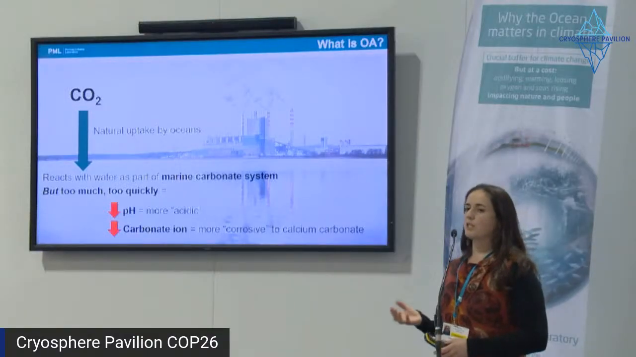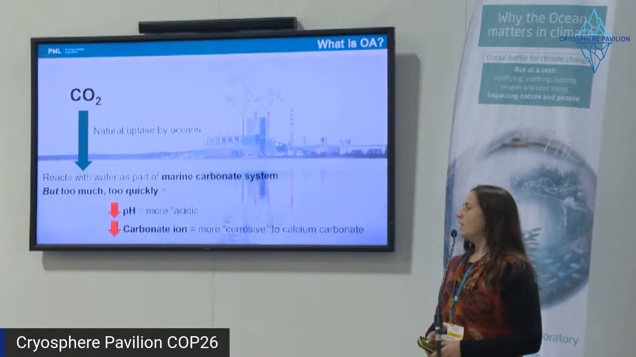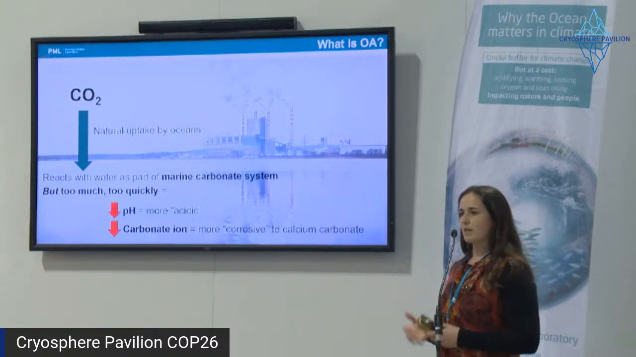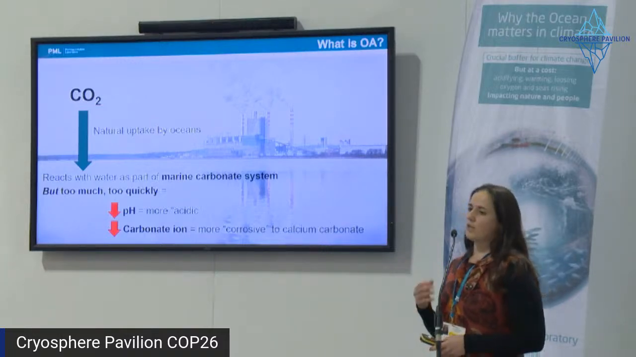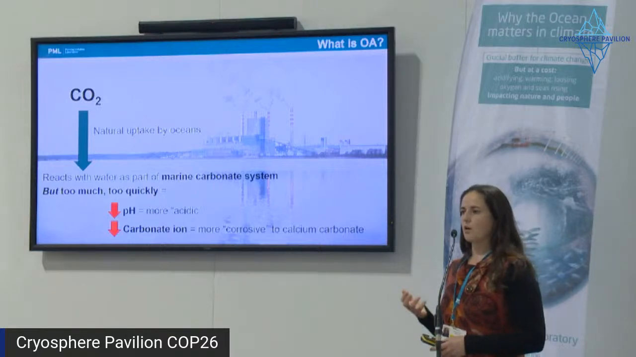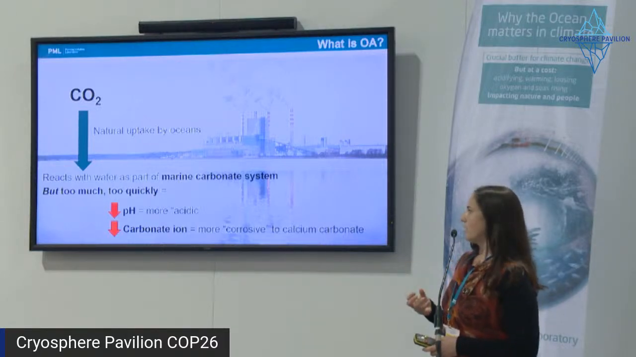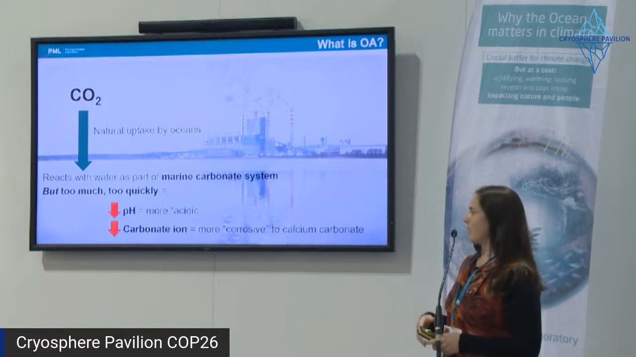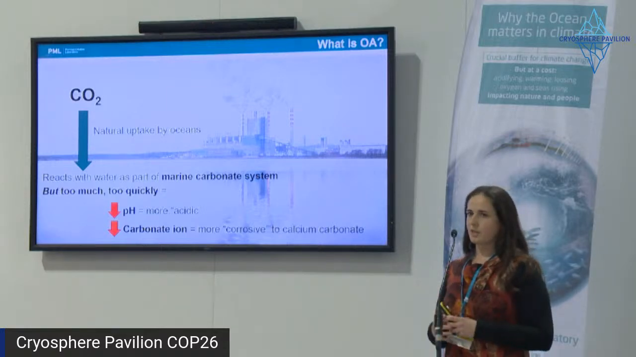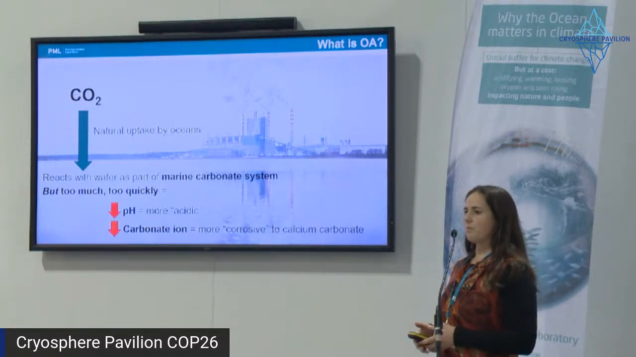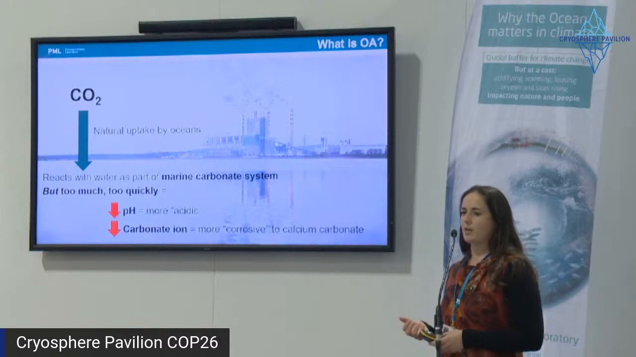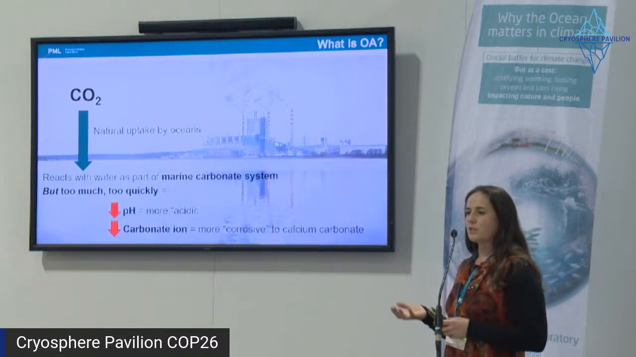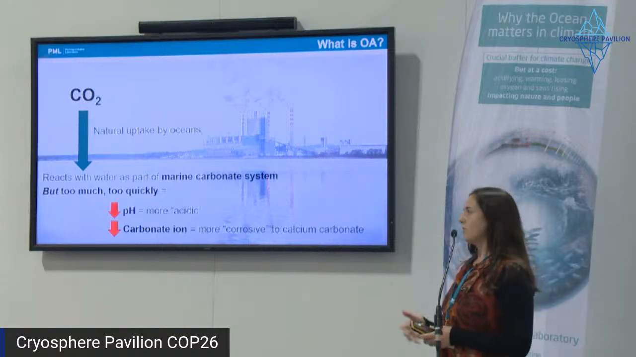However, if we add too much too quickly, which is what we are doing, then we get a change in that marine carbonate chemistry. It's an imbalance. It upsets the system, and that causes the oceans to become more acidic. We see a lowering of pH and, importantly, a lowering of the carbonate ion concentration, which Richard was talking about. This makes the oceans more corrosive to the calcium carbonate minerals that are important for calcifying organisms, organisms that produce calcium carbonate shells: mollusks, crustaceans, and corals.